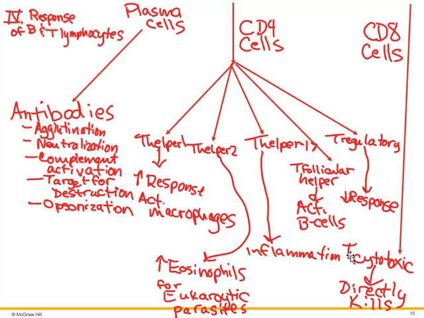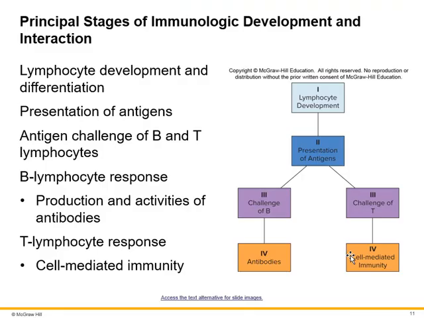So the lymphocyte development, the presentation of the antigen, the challenge of the B and T cells, and the response of the B and T cells. So that is all for that overview. You can see this is not something I just made up. This is basically from the book and how they describe the 4 stages: the lymphocyte development, presentation of the antigen, challenge of the B and challenge of the T. The B cells make antibodies, and that's antibody-mediated or humoral immunity, and the T cell response is cell-mediated immunity.